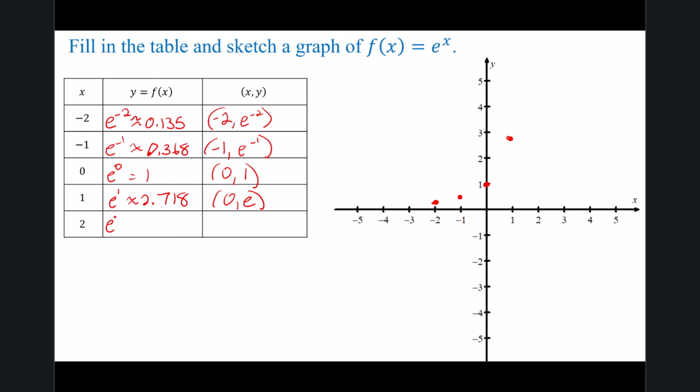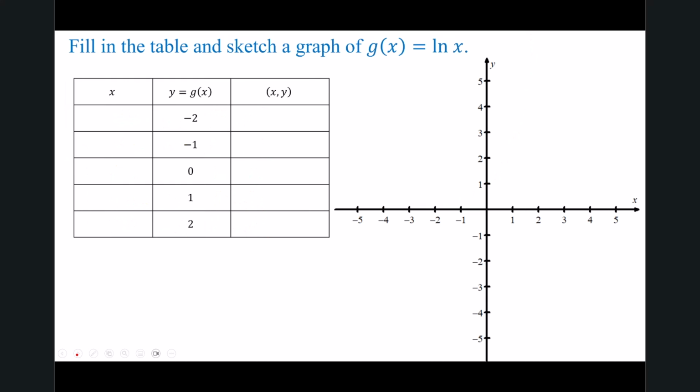And e squared, if we look at it on the calculator to approximate that, we get approximately 7.389. So the point (2, e squared), we'll graph 2 and about 7.3, so about here. And it looks very similar to what 2 to the x and 3 to the x look like. It should be between 2 to the x and 3 to the x, not quite halfway.